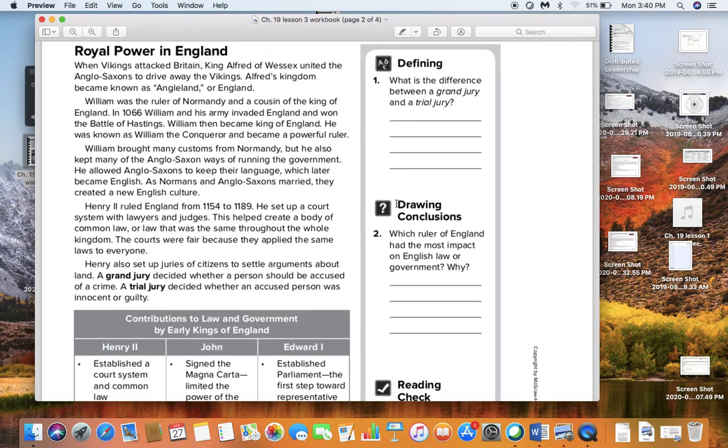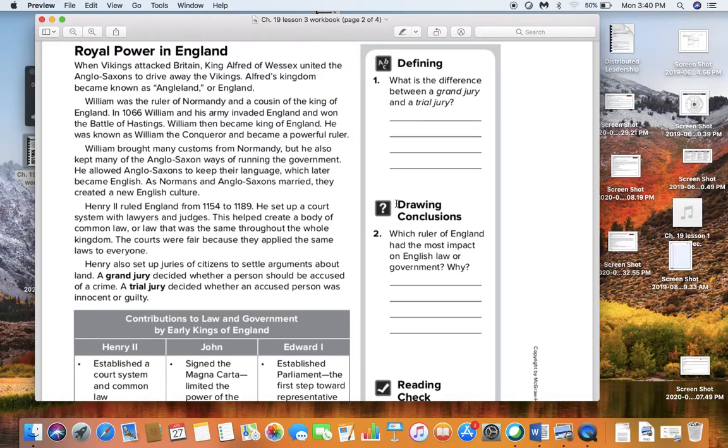Henry II ruled England from 1154 to 1189. He set up a court system with lawyers and judges. This helped create a body of common law, or a law that was the same throughout the whole kingdom. The courts were fair because they applied the same laws to everyone. Henry also set up juries of citizens to settle arguments about land. A grand jury decided whether a person would be accused of a crime. A trial jury decided whether an accused person was innocent or guilty.